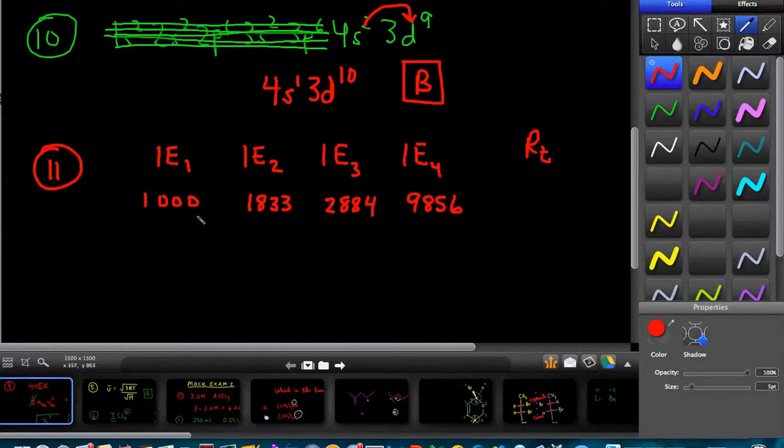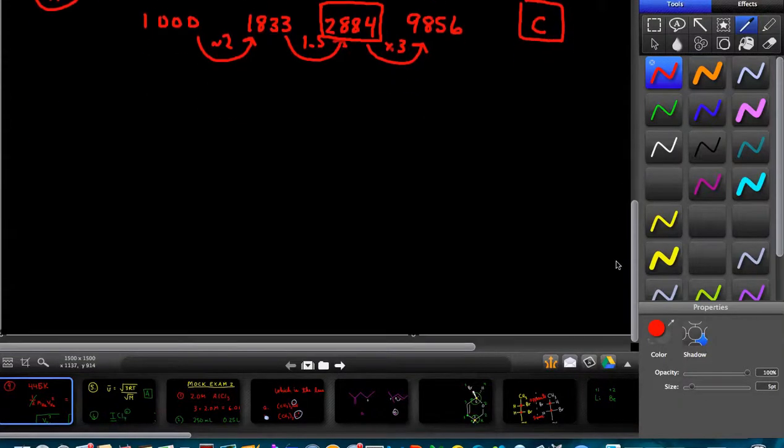So when we go from ionization energy 1 to 2, it is close to doubling. When we go from 2 to 3, it is not even doubled. It increases by about 1.5. But when we go from 3 to 4, it goes up by more than a factor of 3. What this means is that rhodium is most stable after ionization energy 3, so it will form a +3 cation, and that makes answer choice C the best response for number 11.